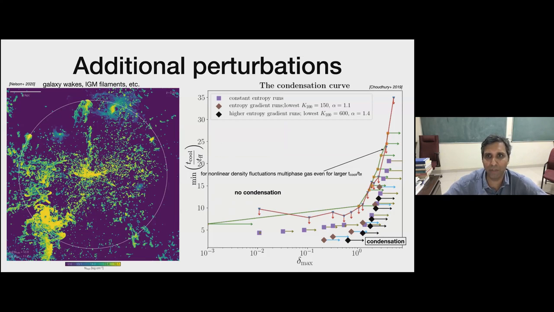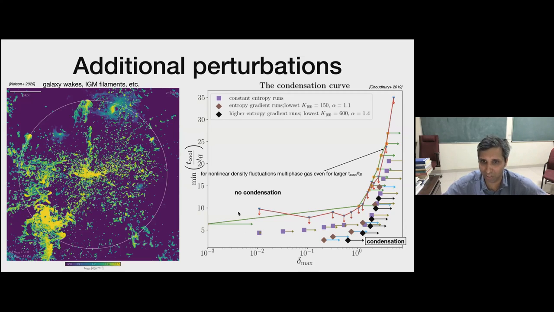This was a little numerical experiment that was done by Prakriti Pal Chaudhuri, where in addition to thermal balance in shells, she seeds density perturbations. What is shown here is a series of numerical experiments. The x-axis is the amplitude of density perturbations, and the y-axis is the minimum of the cooling time to the free fall time in the diffuse gas profile. And so this is sort of a threshold for condensation.